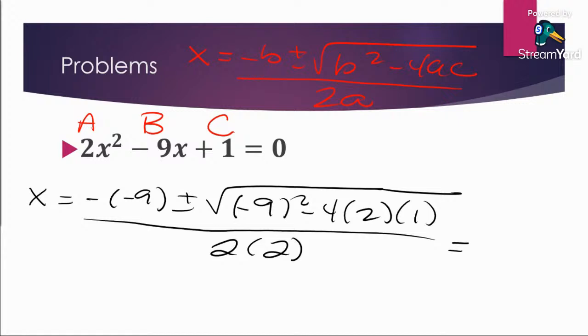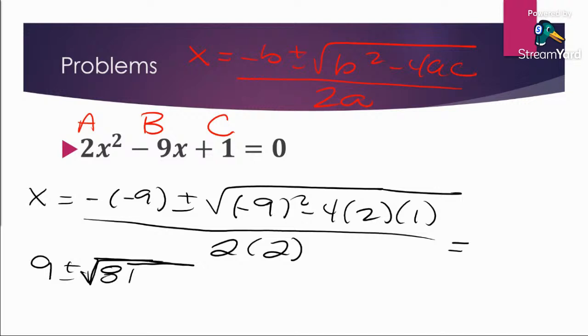The next step is to do some cleanup. This is when we start doing some multiplication, dealing with signs, and clearing up what this looks like. We have minus a negative, so that 9 becomes a positive, plus or minus the square root. Negative 9 squared equals 81. This spot should always be a positive number, so if you do B to the second and get a negative, make sure you double check.